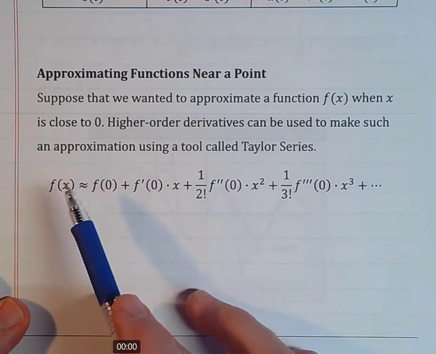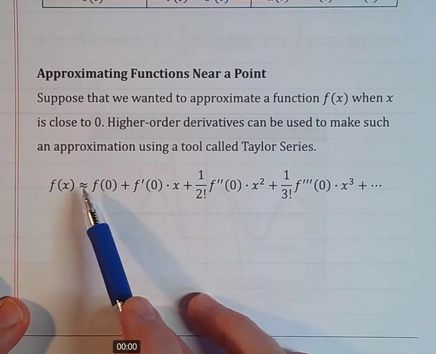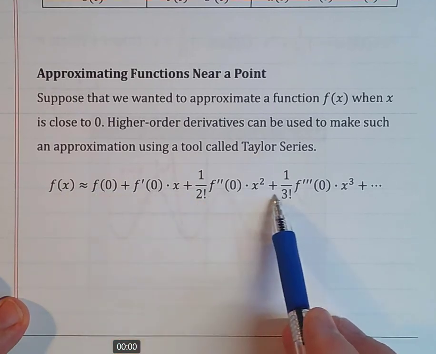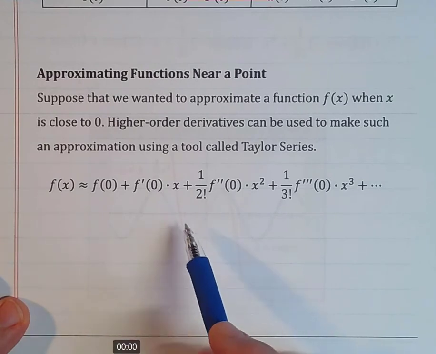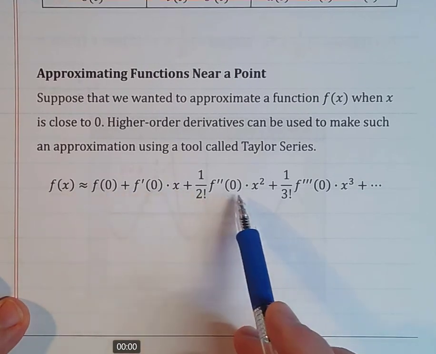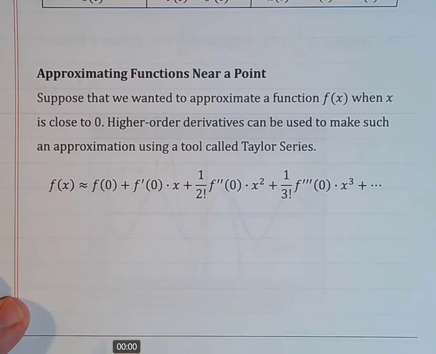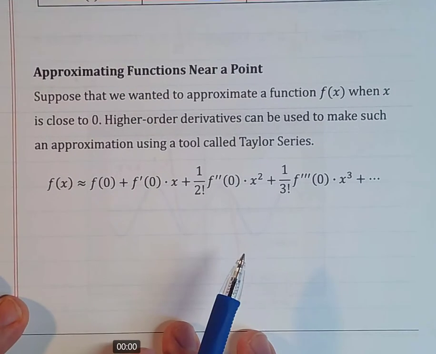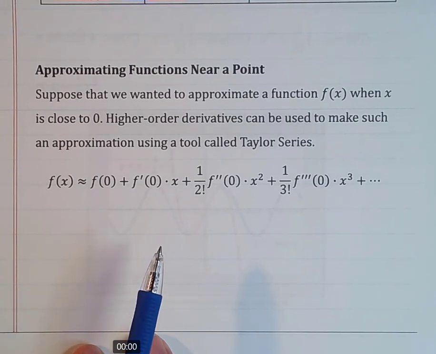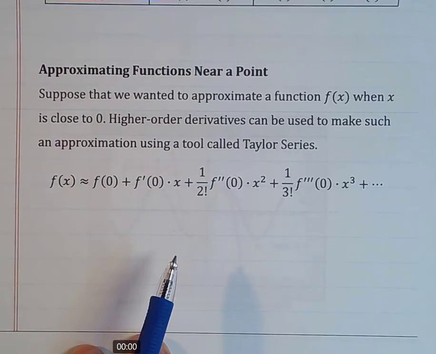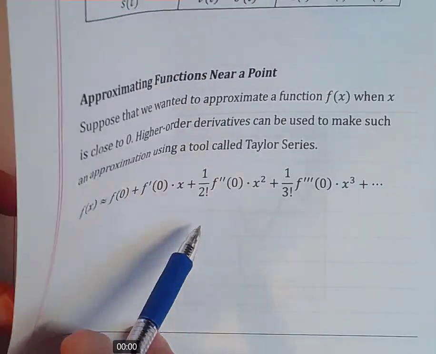The idea here is that any function can be approximated by a polynomial, right? Where you have x cubes and x squares and x's and things like that, as long as we can find the derivatives at each one of those points. And so this is one way in which we use higher order derivatives. And I'll just show you a real quick example of this.